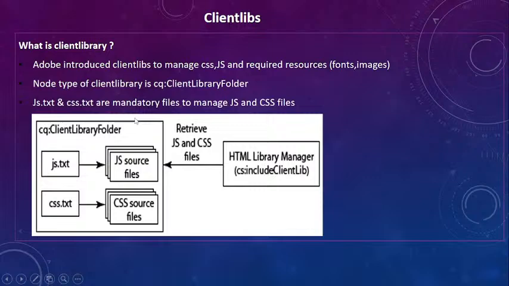Now, how can we create a client lib? We already know that for managing the CSS and the JS, we are using a client lib, right? Now, how can we create it? Basically, it's a node in the CRXDE. Everything is in the form of a node only. So here we have to create a cq:ClientLibraryFolder. This is the type of your client libs. Whenever you want to create a client lib, you have to use this type. After that, here we have a js.txt and css.txt. These are the crucial files. If you want to execute your JS, or if you want to execute your CSS, then you need a js.txt, and for the CSS you need a css.txt.